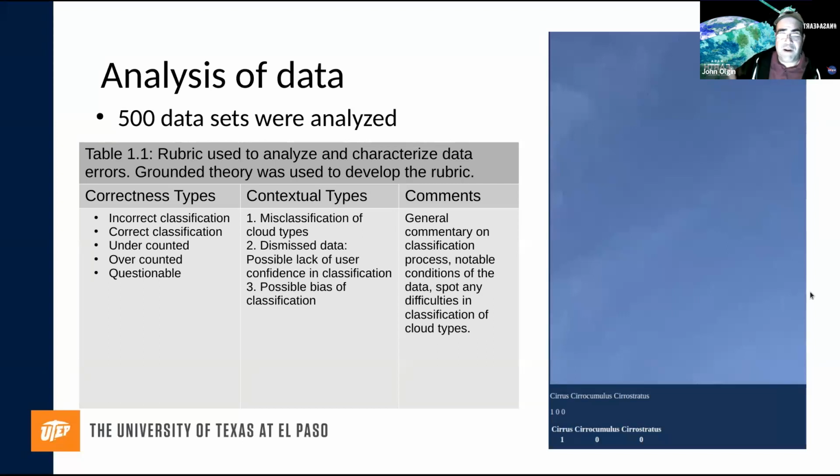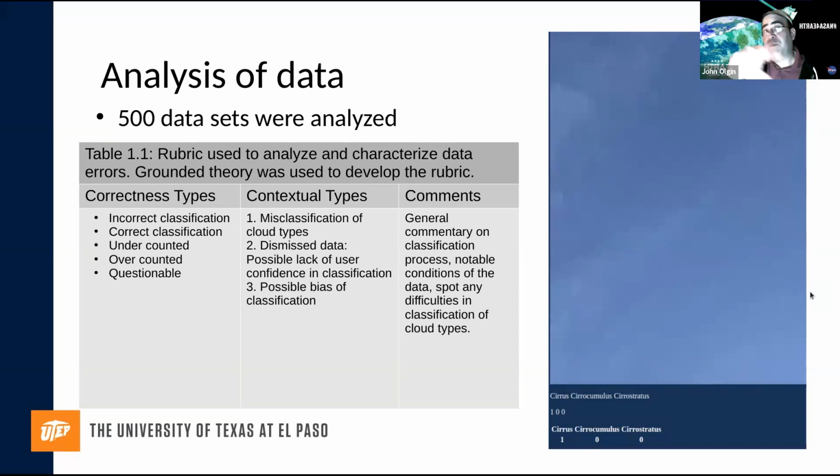Then there are the contextual types when you're looking at misclassifications. Did they misclassify the cloud type? Did they just completely forget to enter any data, like you just mentioned? Was there possible bias, like if they see a cumulus cloud, then every cloud is a cumulus cloud? Maybe they're leaning that way when it's really not. And then I have these general comments. These comments are not what the participants did. These are basic comments that I made special note of, that I saw in that particular data set.